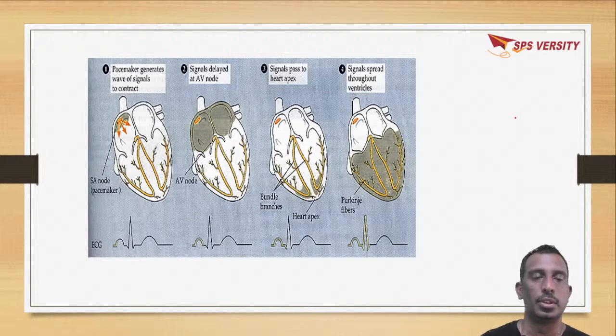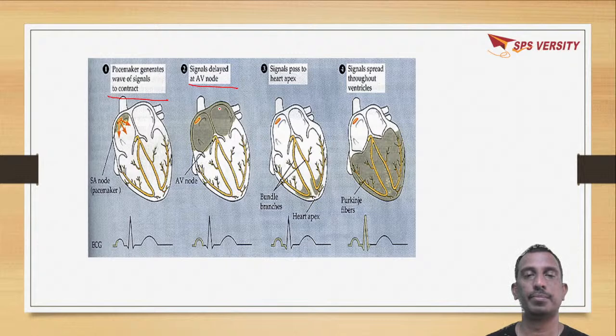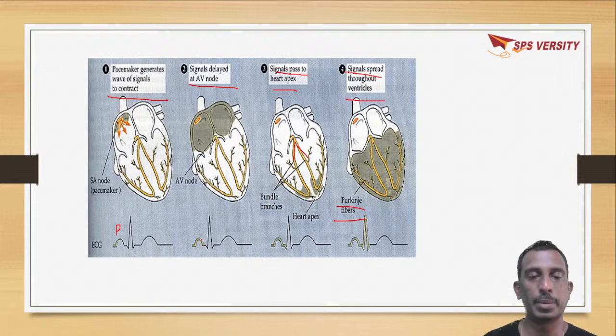Here in the first stage, the pacemaker will generate waves of signals to contract. The signals are delayed at the AV node. From the AV node, the signals pass through the heart apex, the AV bundles. From the AV bundles, the signal spreads through the ventricles through Purkinje fibers. In the P wave, initially it is the SA node that generates the action potential, and the next part represents the AV node.